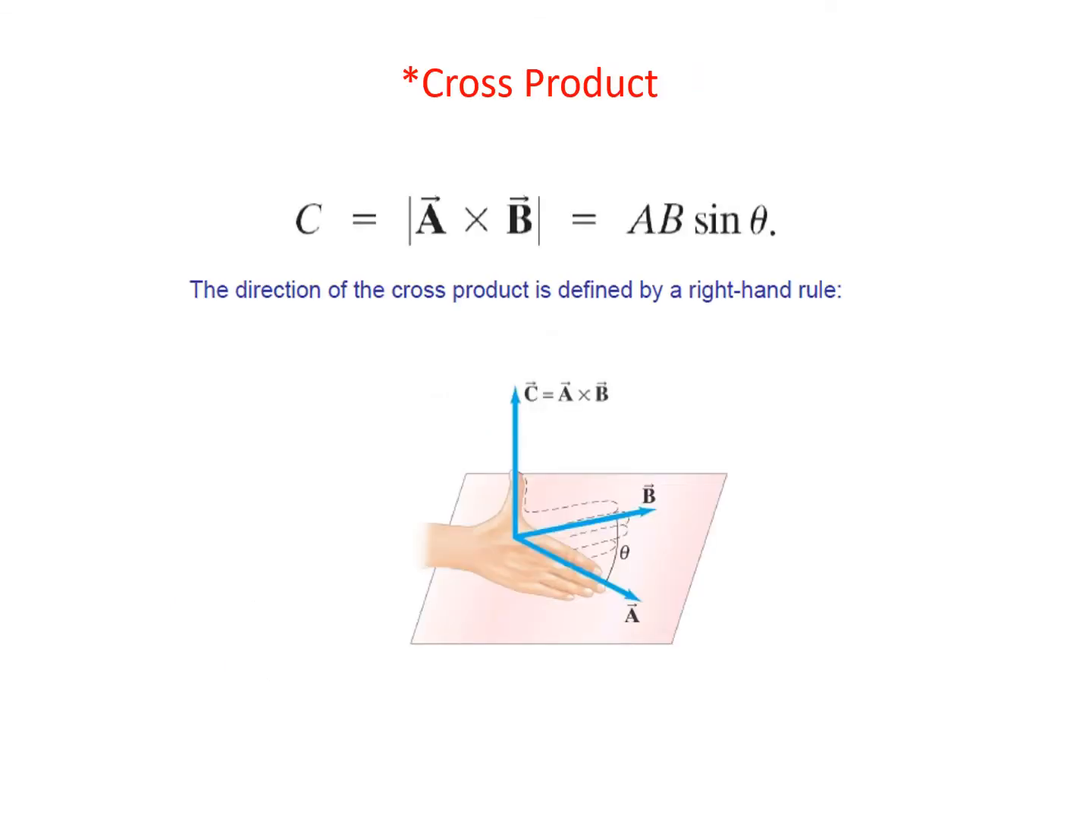Now for the cross product. Another type of multiplication of vectors is the cross product. So what is the cross product? With the cross product, in the end we may get a scalar quantity or a vector quantity.